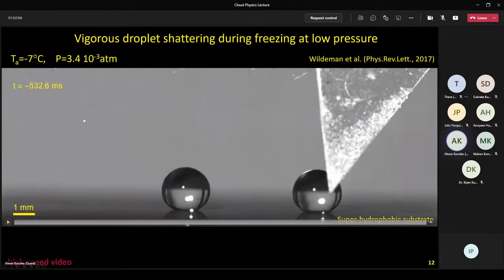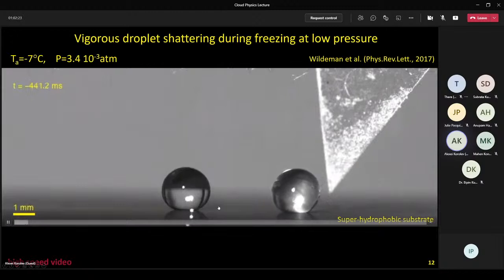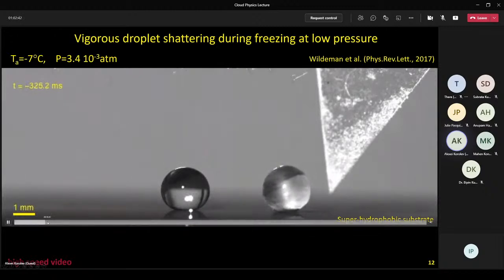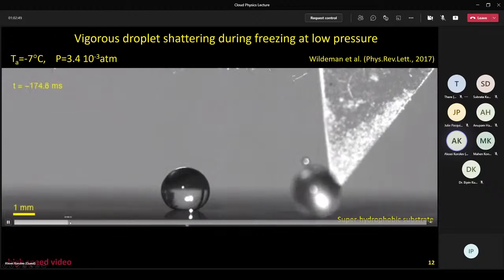That was recognized a long time ago by John Hallett, and so we have to be careful when we are looking at this. We see just the initial stage of nucleation. This wedge is used to nucleate this droplet, which is about, I think, 1 or 2 millimeters, placed on a superhydrophobic substrate. It's a pretty long video, so I'll jump directly to the point when you start to see some action.